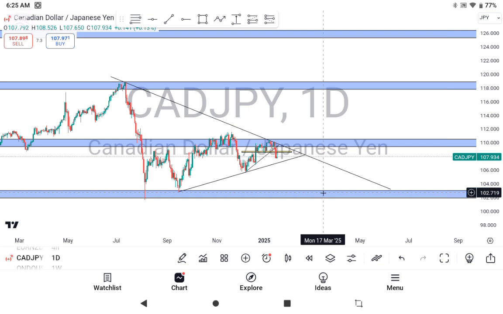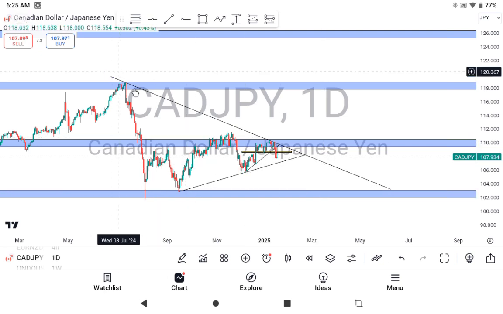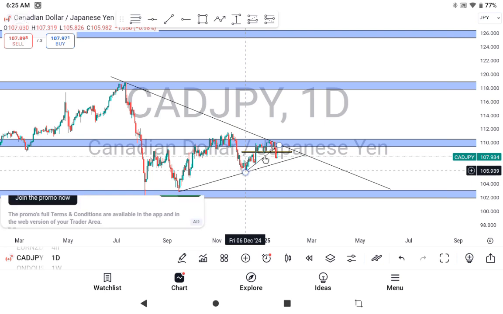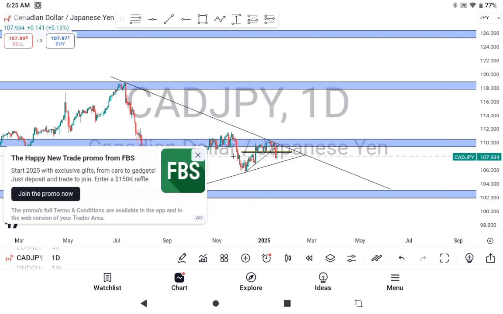Now, as you can see, we have a push down. Price attempted this level, could not break higher, and formed a trend reversal right here. It pushed down again, forming a trend reversal, a double bottom. Price came to attempt this key level of resistance, could not break lower. That level rejected the price. It attempted again for the third time, and that level still rejected the price again.